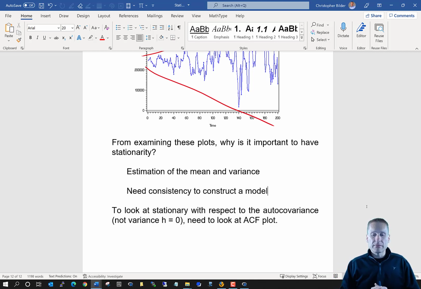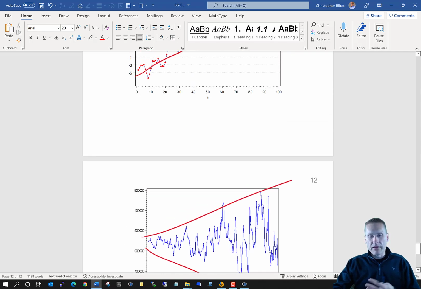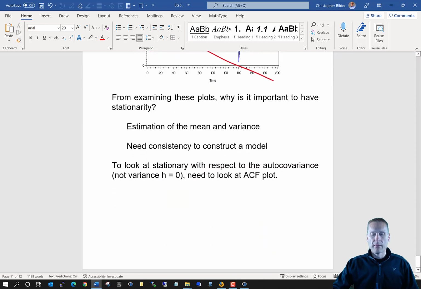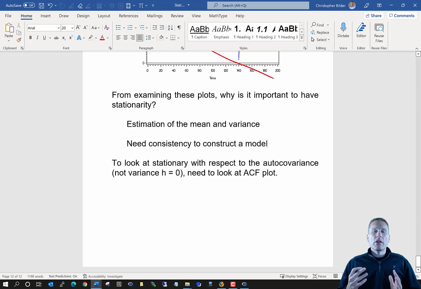If that doesn't happen, any model that you construct is going to have difficulty dealing with the differences that occur over time. Fortunately, even if you do have non-stationarity, as shown on one of these plots, there are things you can do with your data to try to induce stationarity so that you can apply some of the models that we will be discussing. Okay, so that's a brief introduction to what stationarity is and why it's important when we're doing time series analysis.